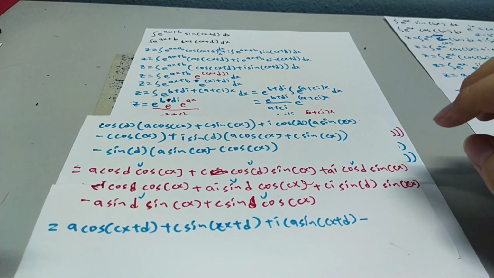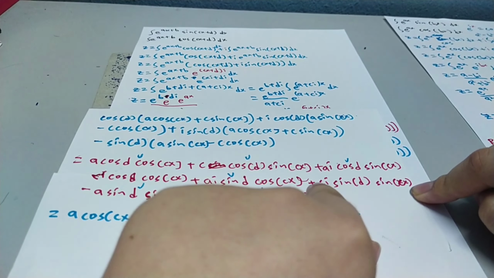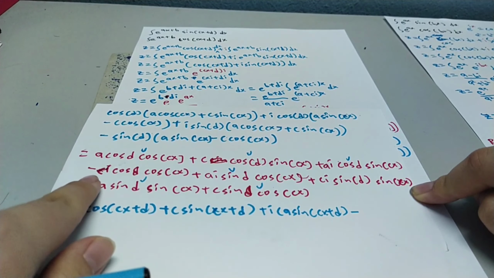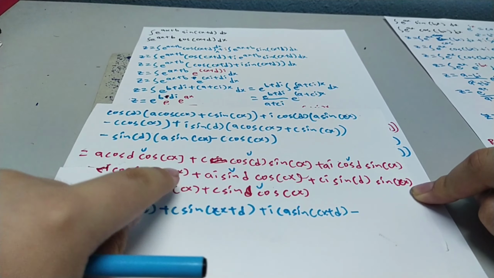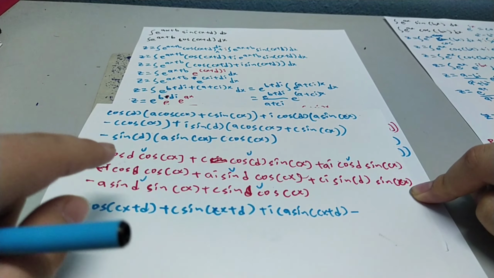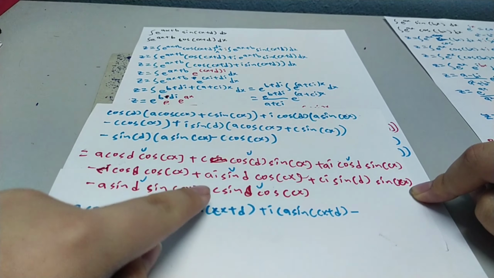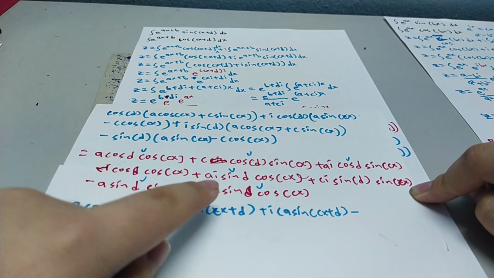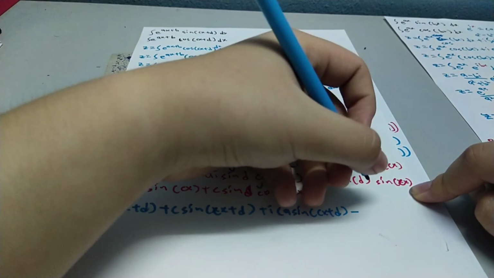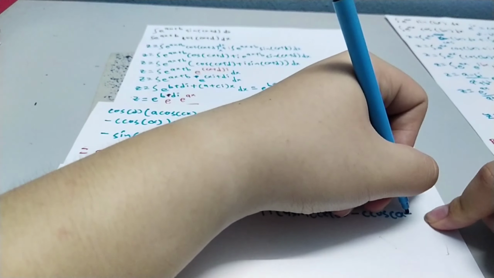Now these two terms, ci times sine of d times sine of cx minus ci times cosine of d times cosine of cx, we can factorize ci, and then factorize a negative in order to make it equal to cosine of d times cosine of cx minus sine of d times sine of cx. That's the same as cosine of cx plus d. So c times cosine of cx plus d.